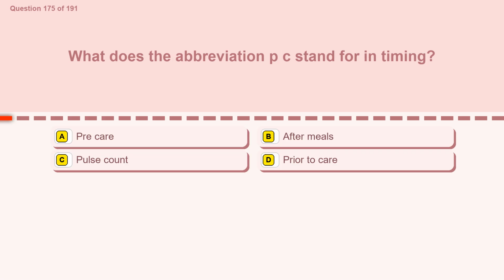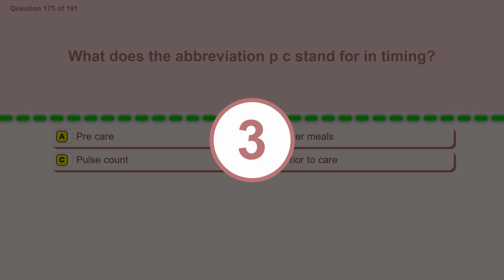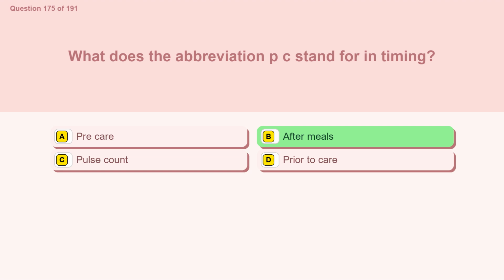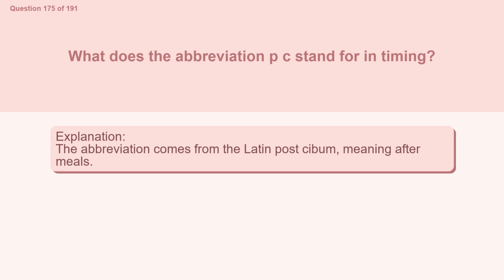Question 175. What does the abbreviation PC stand for in timing? Option A. Pre-care. Option B. After meals. Option C. A pulse count. Option D. Prior to care. The correct answer is option B. After meals. The abbreviation comes from the Latin post cibum, meaning after meals.